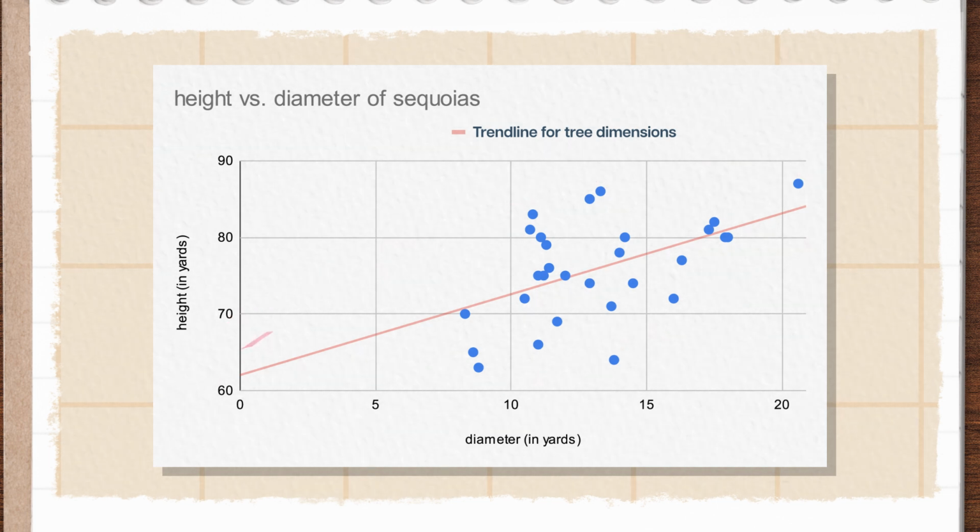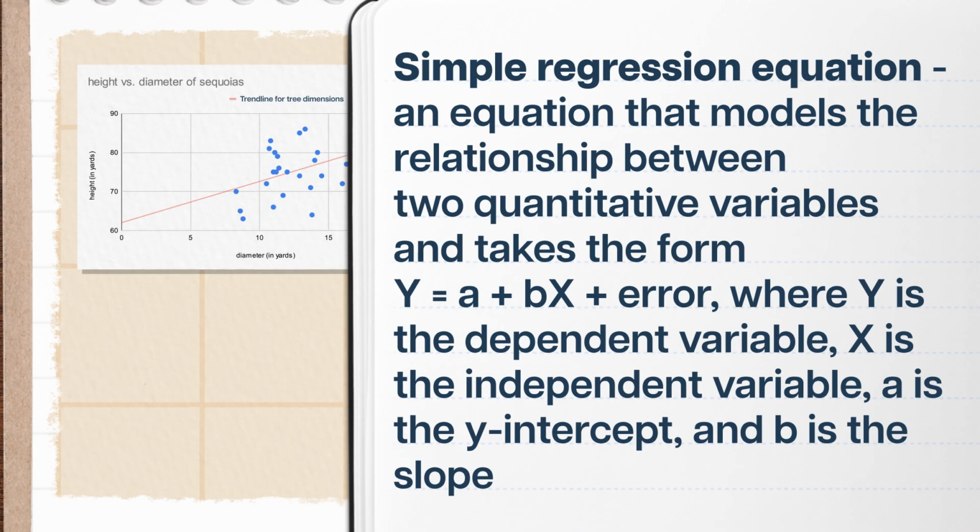We find this line by regressing y on x, tree height on tree width, and we describe it as a simple regression equation. In this equation, the letter a is the y-intercept. It represents the predicted value of the dependent variable when the independent variable is 0. In this case, it's predicting how tall a tree would be if it had a width of 0. A lot of times, that intercept doesn't make any sense.